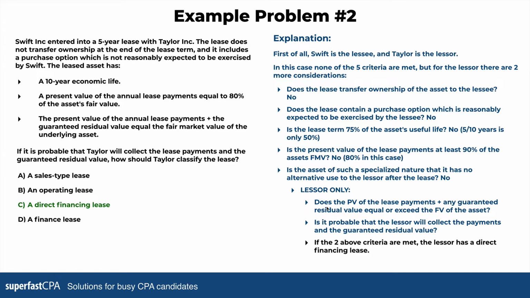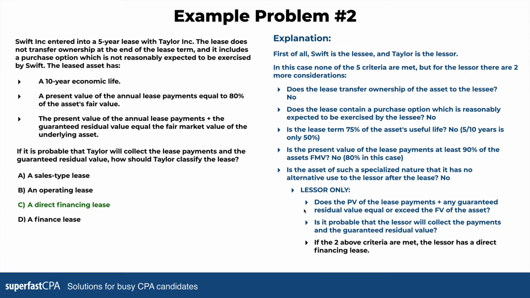For the lessor only, you then look at, does the present value of the lease payments plus any guaranteed residual value equal or exceed the fair value of the asset? And then the second one is, is it probable that the lessor will collect the payments, meaning all the lease payments, and the guaranteed residual value at the end of the lease term? If both of those are true, then the lessor has a direct financing lease. Now again, if none of the 5 are true, and then either one of these is not true, then it is an operating lease for the lessor.